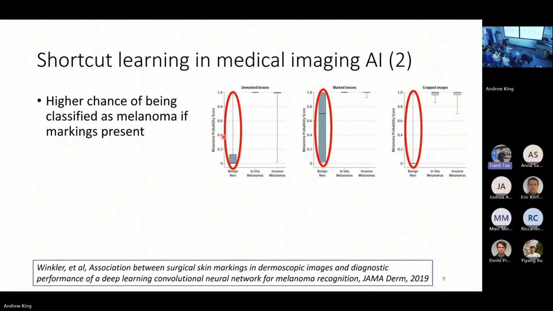And here you can see that when there is no marking there, it's quite a low probability. When the image is cropped, it's an even lower probability. But when the markings are there, you get a very high probability. So it's associating the presence of these markings with being a melanoma. And that's because dermatologists, when they're suspicious about something, they mark it. And when they're suspicious about something, it's more likely to be a melanoma.